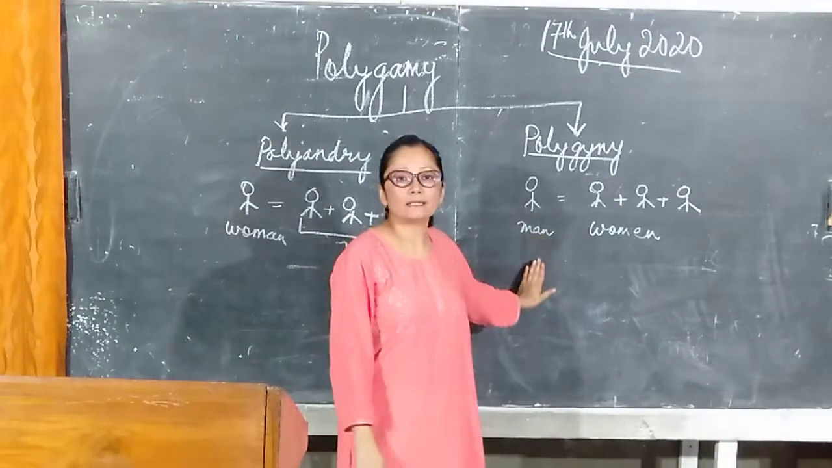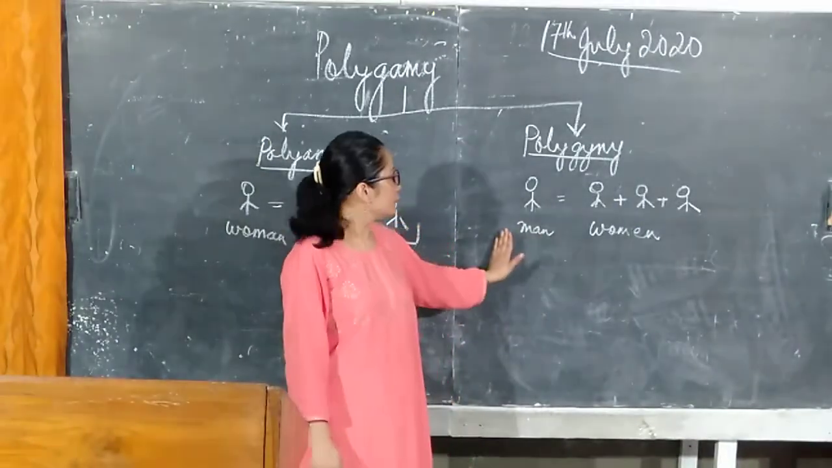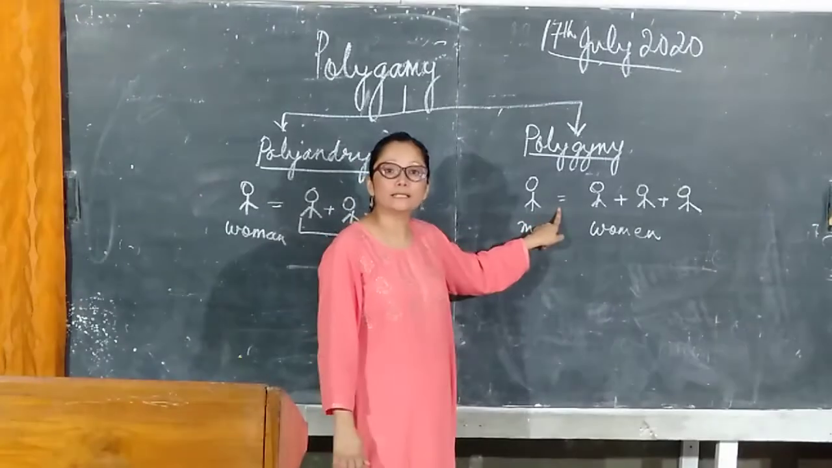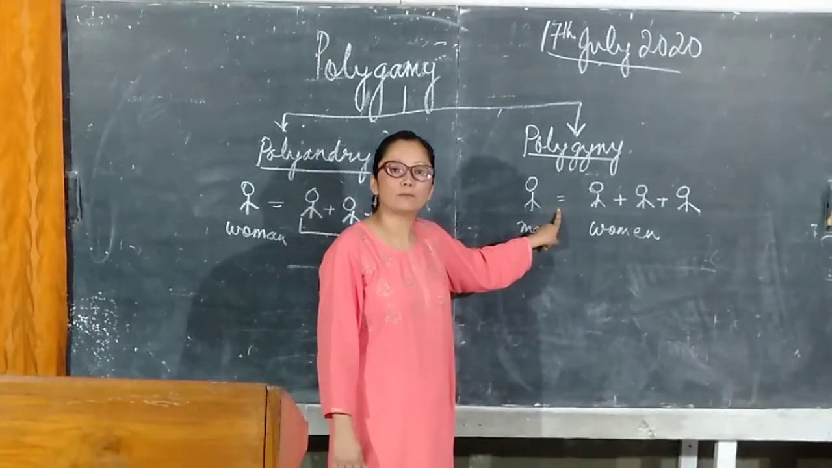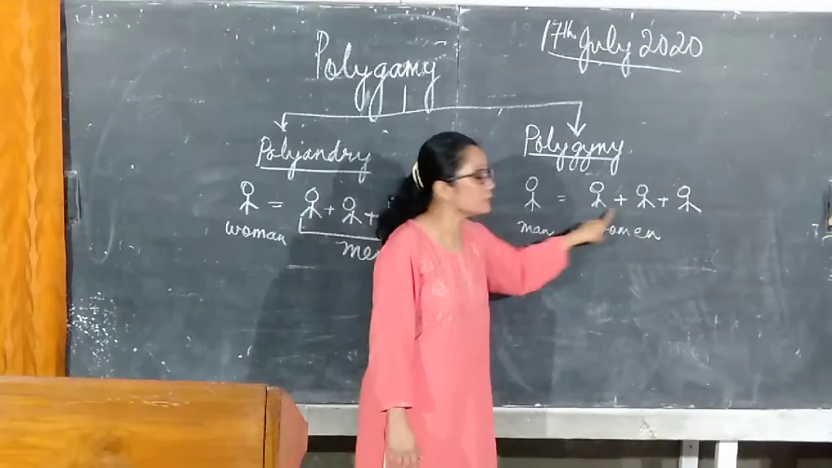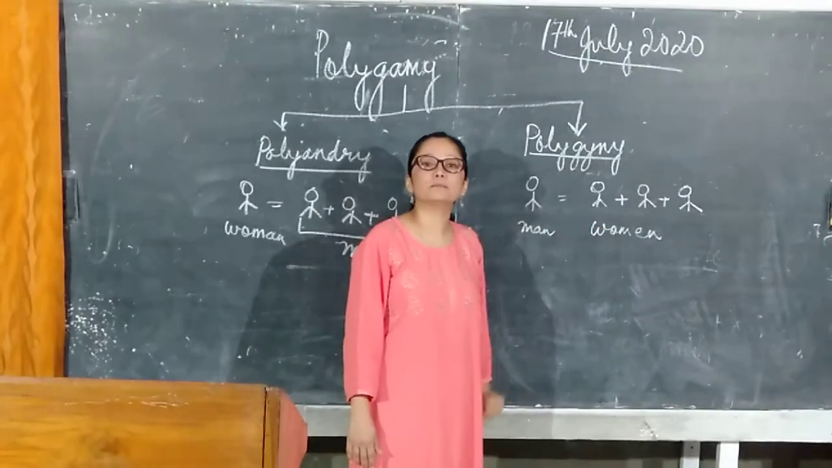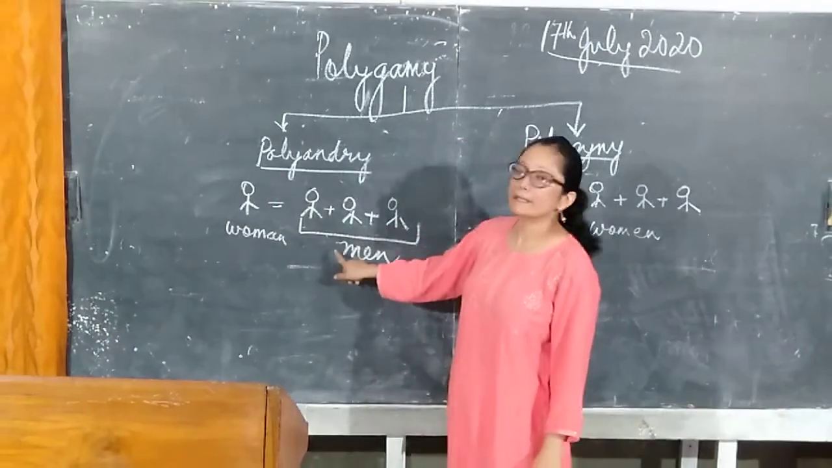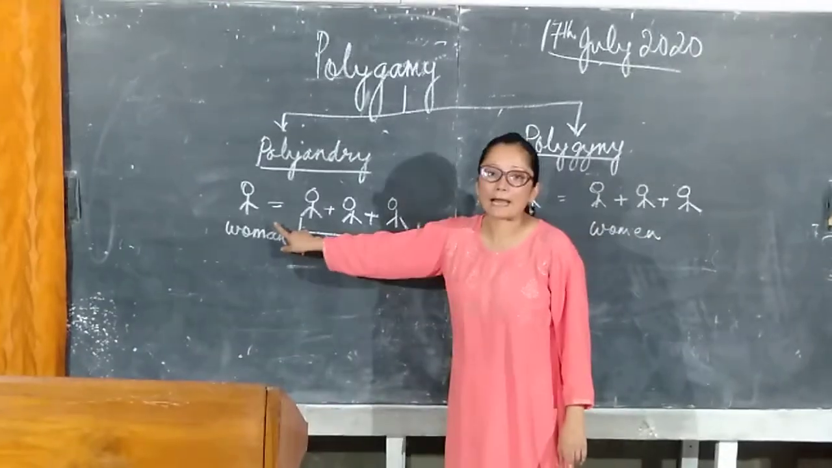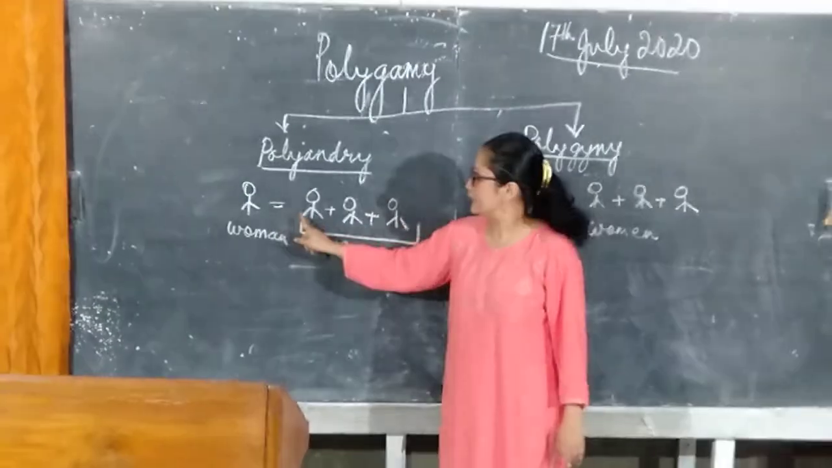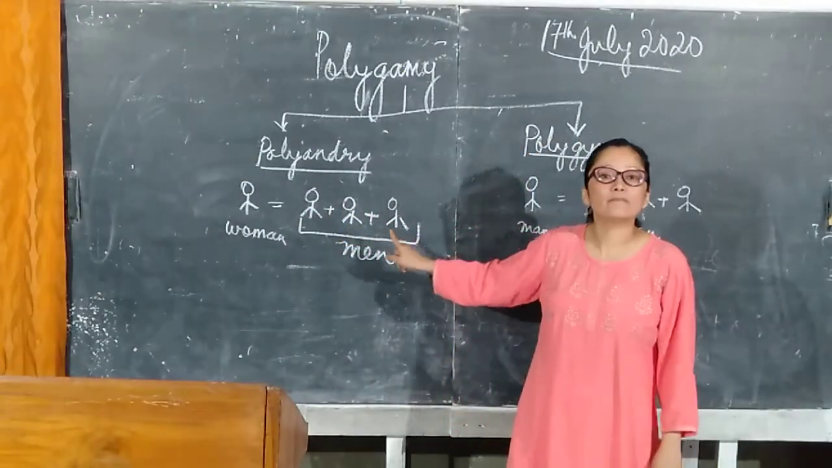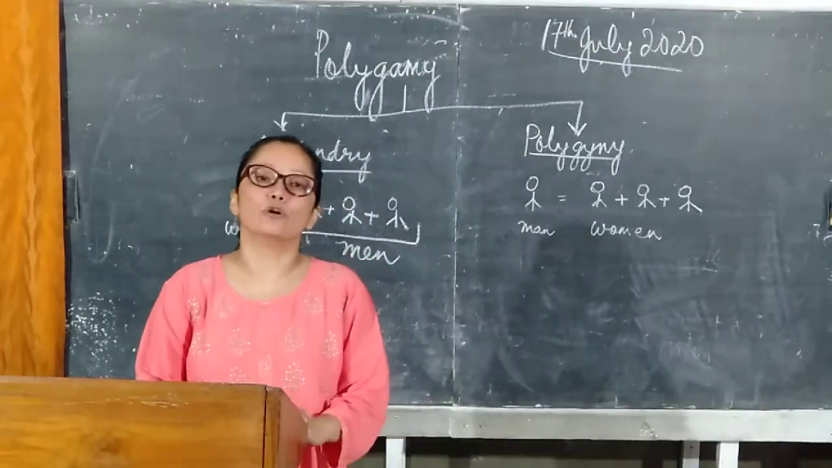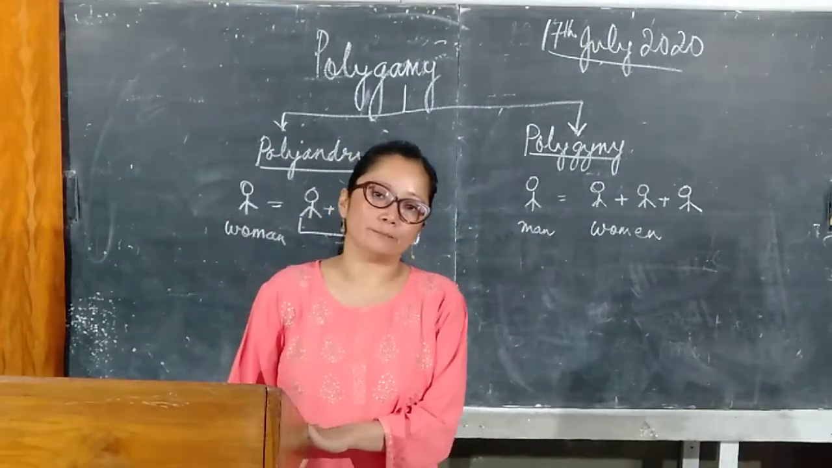I have made a diagram here. You can see one individual married to, the equal to sign stands for marriage, multiple partners. Multiple meaning more than one. In the same way, here also you have one individual getting married to several other individuals. This form of marriage is known as polygamy.